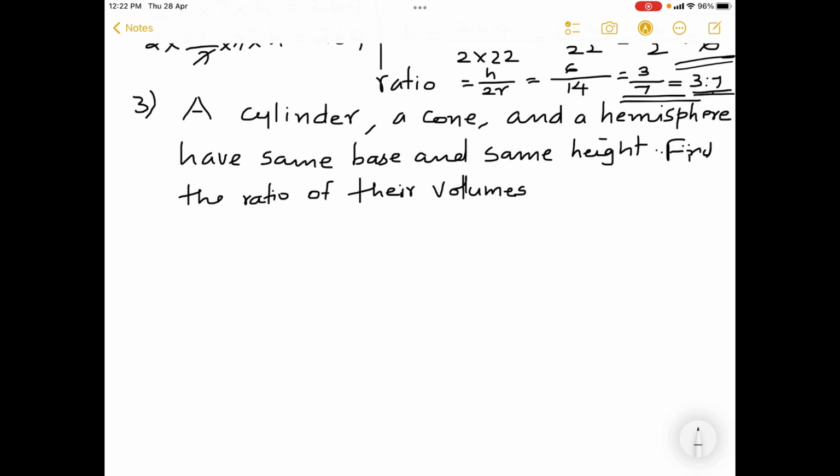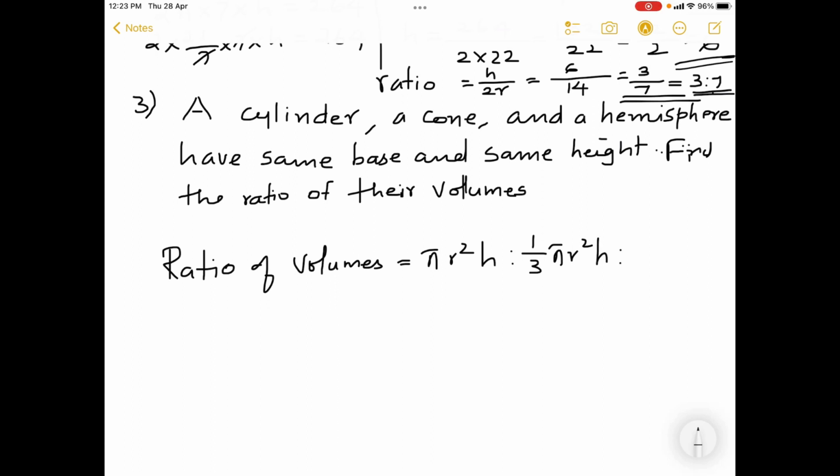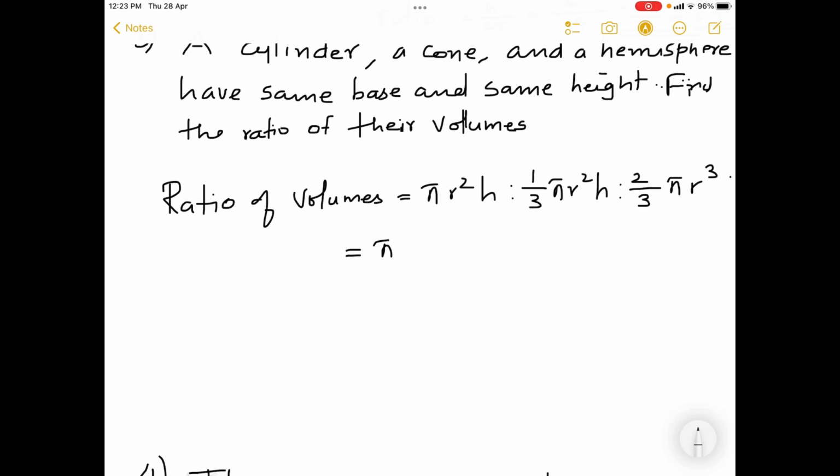Next, a cylinder, a cone and a hemisphere have same base and same height. Find the ratio of their volumes. Ratio of volumes is equal to cylinder pi r square h, is to cone 1 by 3 pi r square h, is to hemisphere 2 by 3 pi r cube. Here base and height are same. Base is same, so radius is same.